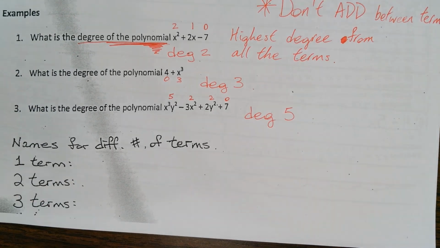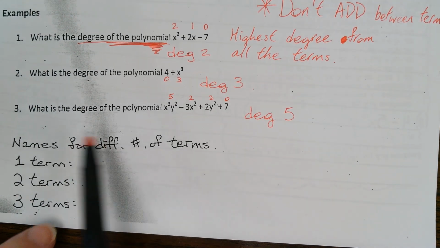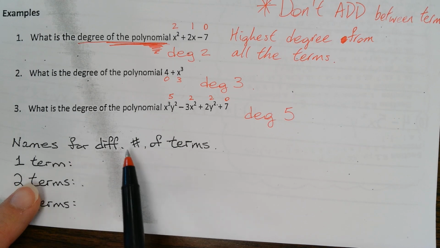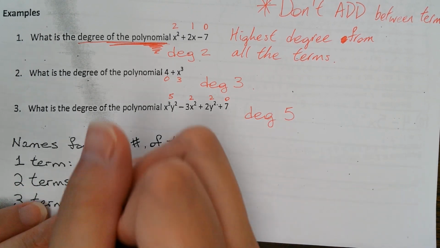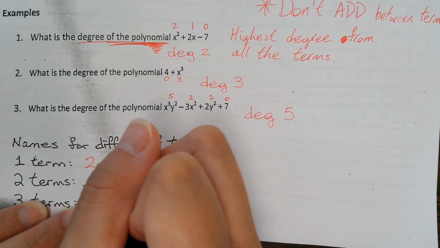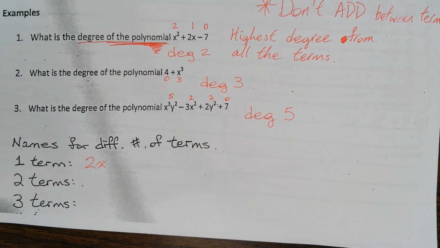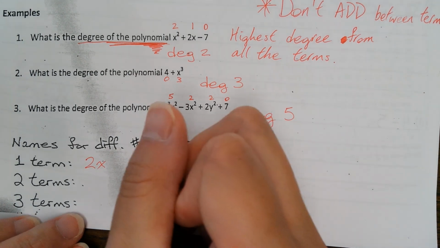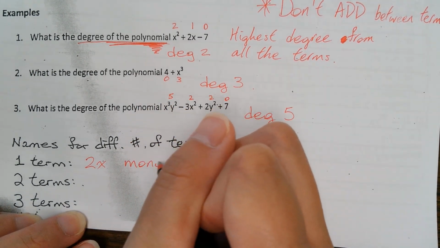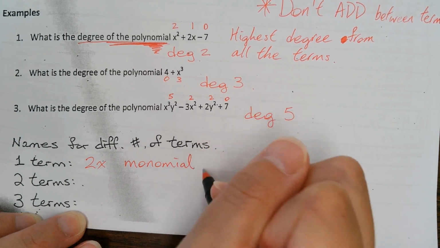Okay, so we have special names for these. So if I just have one term, so for example, 2x, okay, we have a special name for this polynomial. Anyone know what we call it? Right? Monomial. Good job. How did you know?